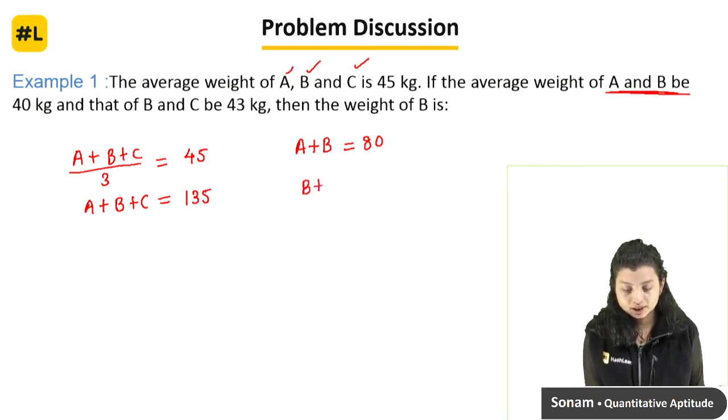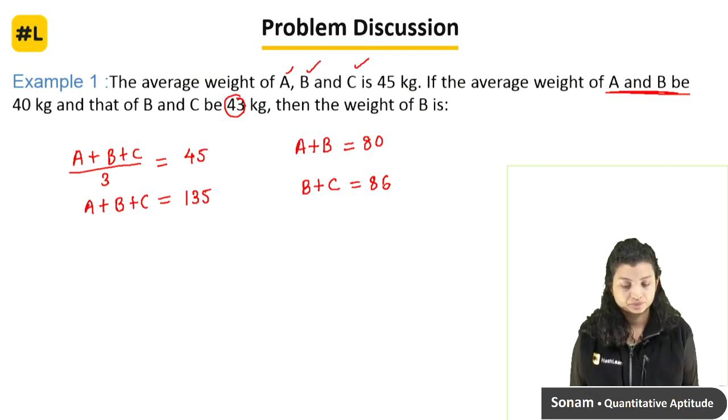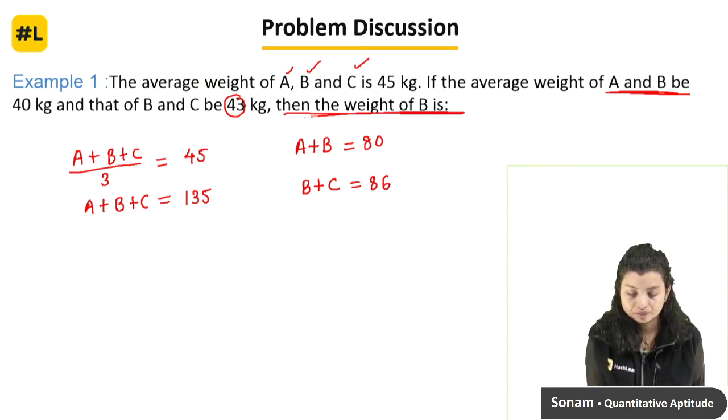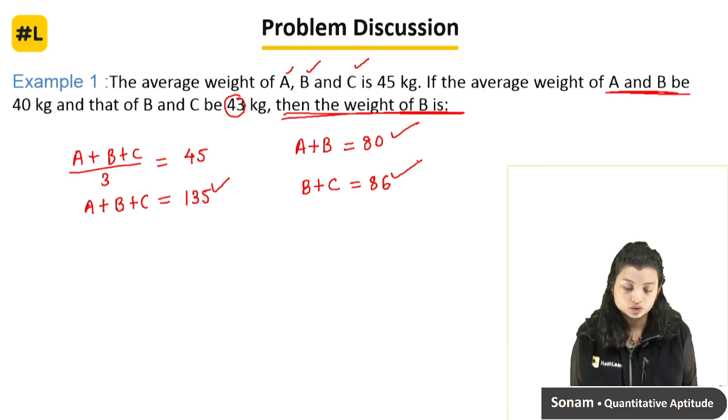Similarly, B plus C divide by 2. Now just do it mentally. B plus C divide by 2 is equals to 43. So B plus C is equals to double of it, correct? Into 2. It will be 86. Okay. And now they are asking you then what is the weight of B. Now you have these 3 equations and there are 3 variables. You can easily find the answer. Try to do it.